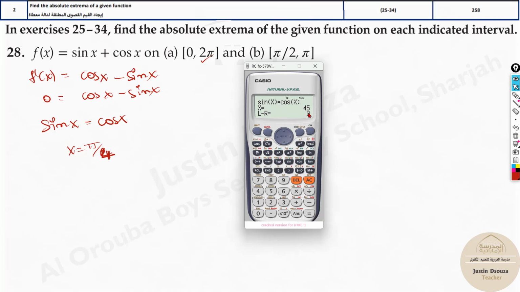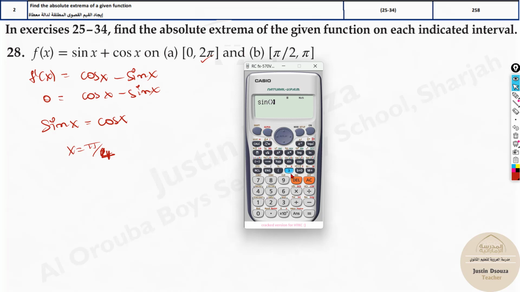Okay, now it's in degree mode, so I got the answer directly, but I'll change it to radian mode. Now I will shift and solve. Now, see, the thing is, once I get an answer, you will get an error. So now clear the calculator. Please do clear your calculator when you're using trigonometric equations.